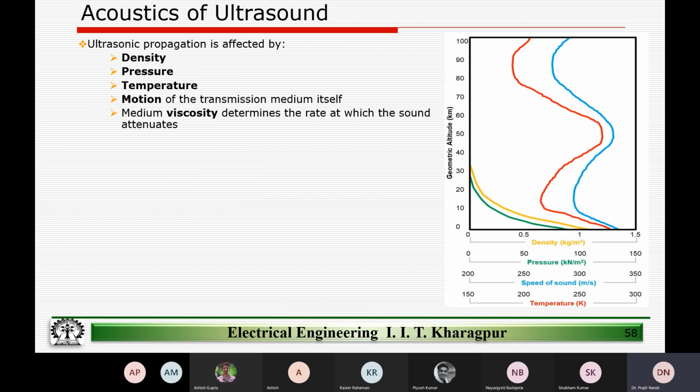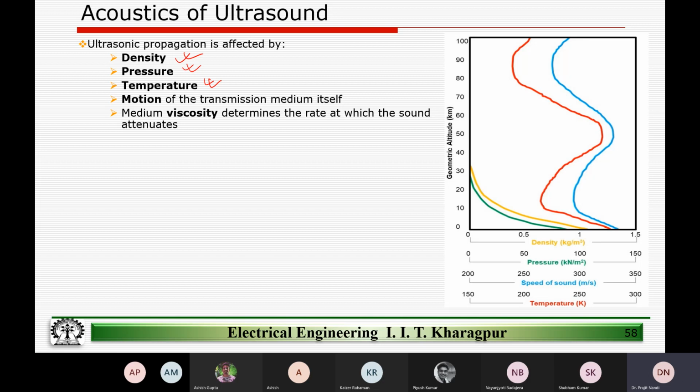Because we are talking of the velocity of sound, from your basic class 11-12 physics, you must know that propagation is affected by the density of the medium, the pressure, in this case the air pressure if it's atmosphere, the temperature, and the motion of the transmission medium itself. For example, if there is wind, the air as a medium is moving. Or if it's water, or a fluid, and the fluid itself is moving, the motion will affect the speed.